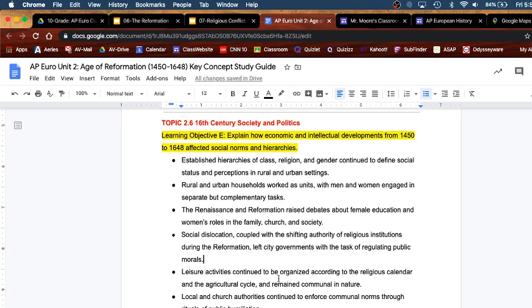Leisure activities continued to be organized around the religious calendar and the agricultural cycle and remained communal in nature. I just go back to that, like, why do we have summer off in the modern school system? You know, why do we get winter break? It always is around Christmas, right? We still follow religious calendars.